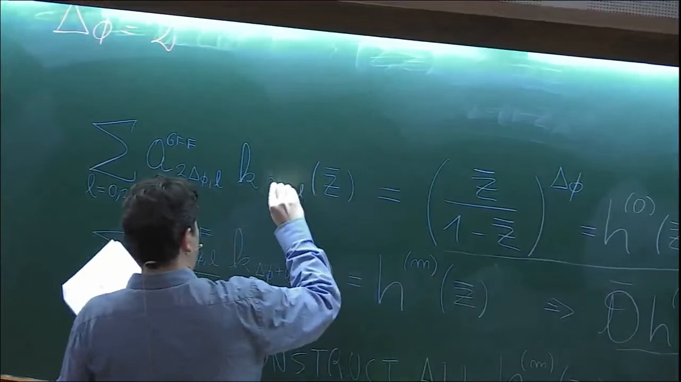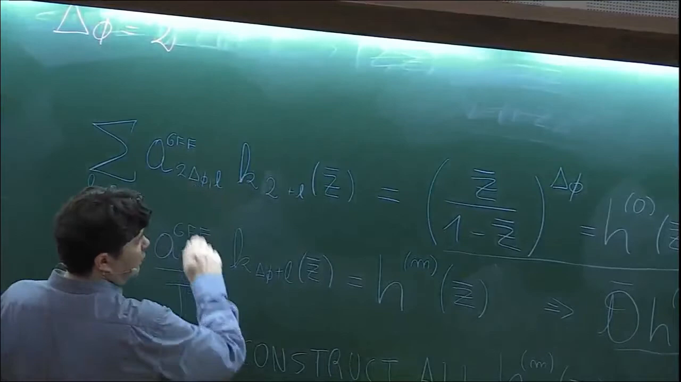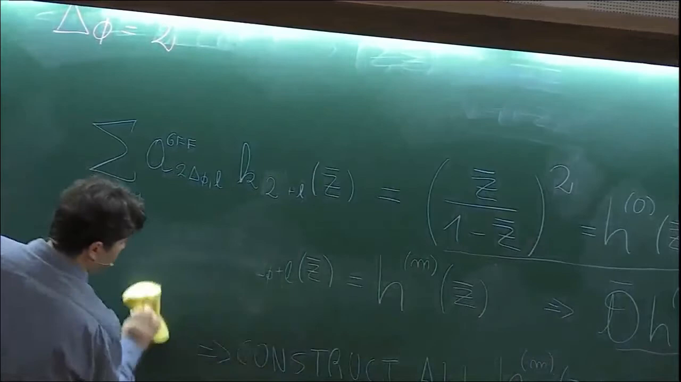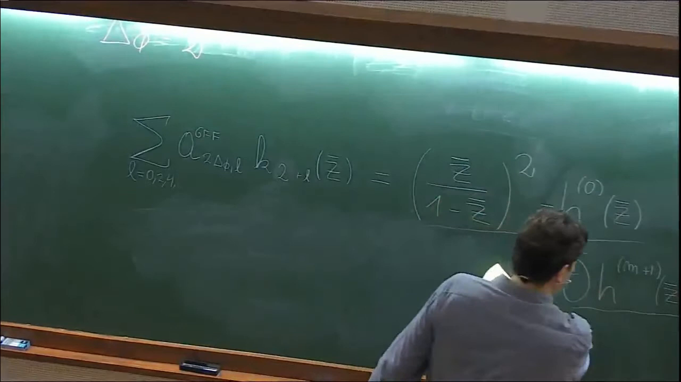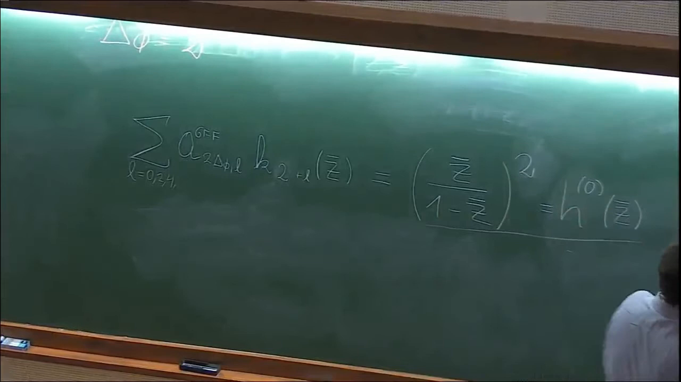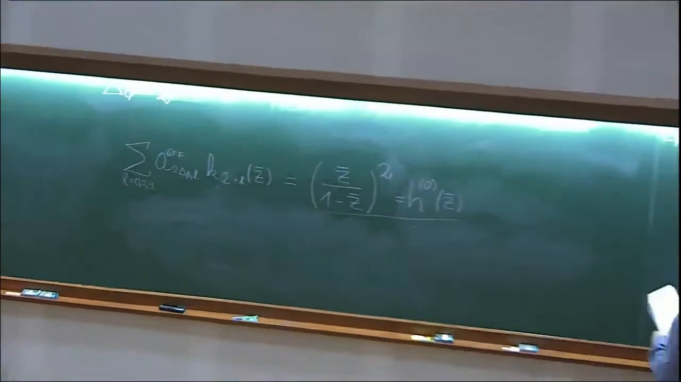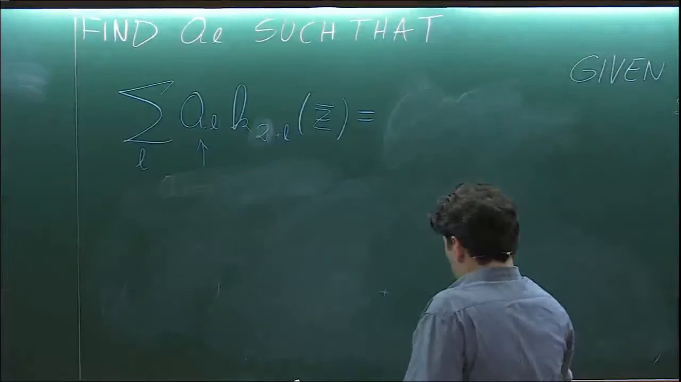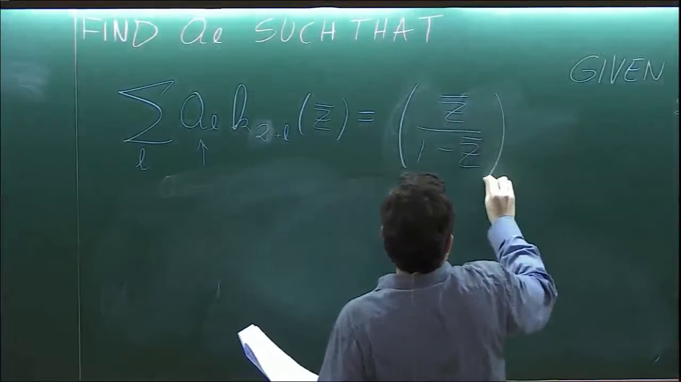So this is like that. And here you set delta phi also equals 2. You see that you get z bar divided by 1 minus z bar squared. And what this tells you is that if, for instance, you had a problem where you have a 2 here, because delta phi is equal to 2, and here you are asked to give this, then the answer you know is simply that A_L is the generalized free field.